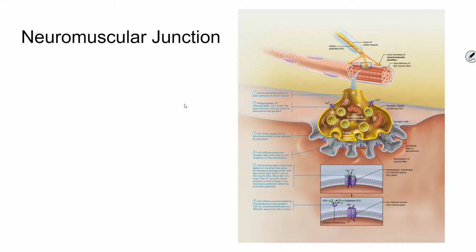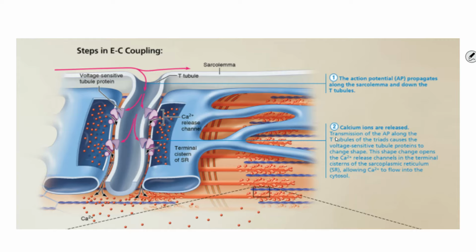And so just to review, action potential gets to the muscle cell. The acetylcholine is released into the synapse. That causes an action potential on the muscle cell itself, which travels down the T tubule and causes the sarcoplasmic reticulum to be activated, and then it releases calcium into the cell.